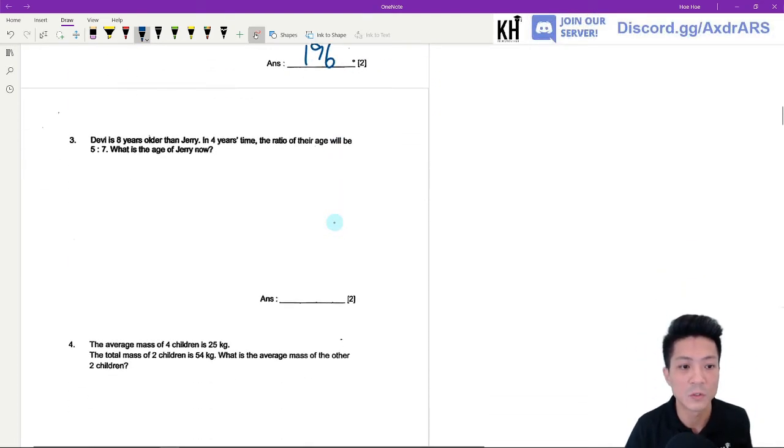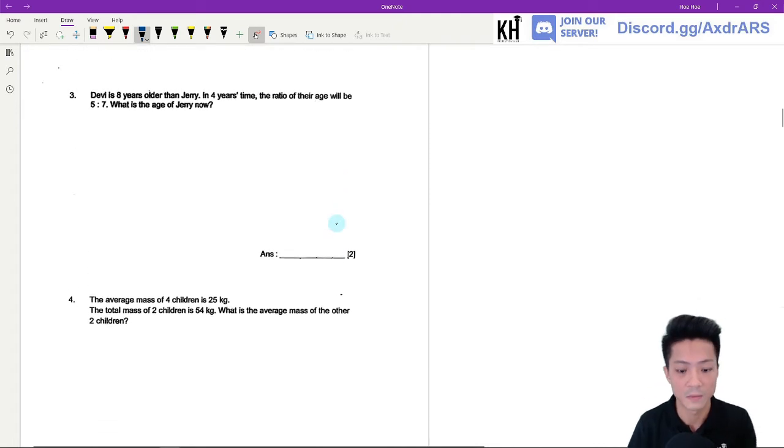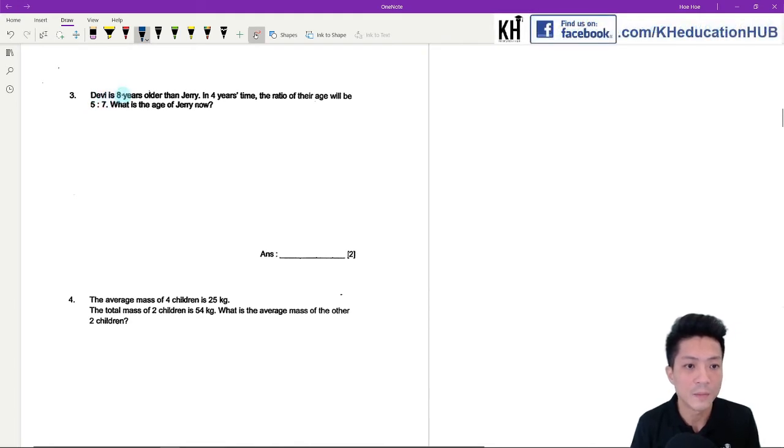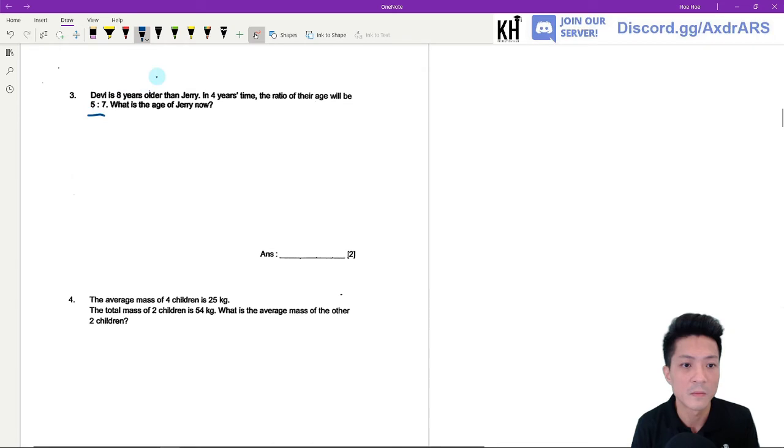Okay, let's move on to question 3. Question 3. Devi is 8 years older than Jerry. In 4 years' time, the ratio of their age will be 5:4. What is the age of Jerry now?